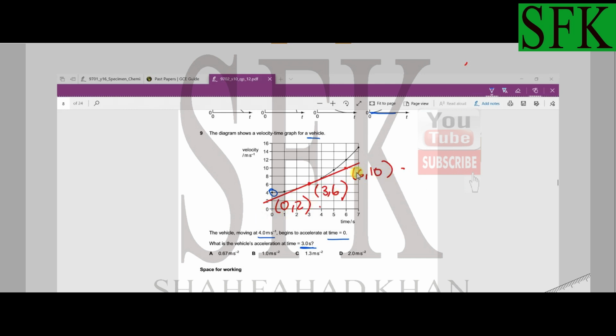So we can then use any of the two values to get the gradient of this tangent, because the gradient of this graph actually represents acceleration, because this is a velocity time graph. Acceleration in this case, I'll take (6, 10) and (0, 2). So 10 minus 2 upon 6 minus 0, which turns out to be 4 upon 3, and this is approximately 1.3. So C is the correct answer.